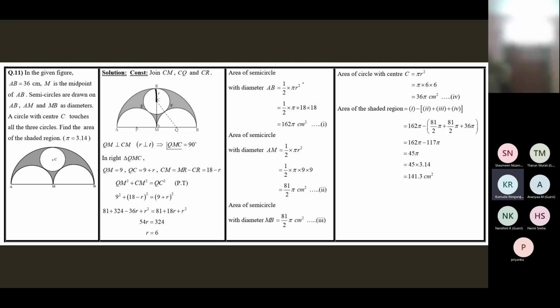You know how to find the areas of the semicircles. Use the diameter, use the radius carefully. So now finding the area of the shaded region is not a difficult task for you. Am I clear, children?